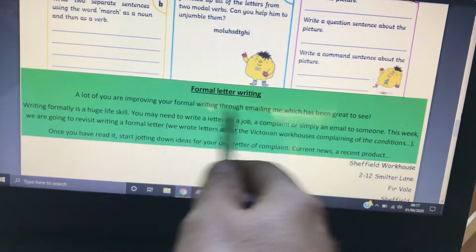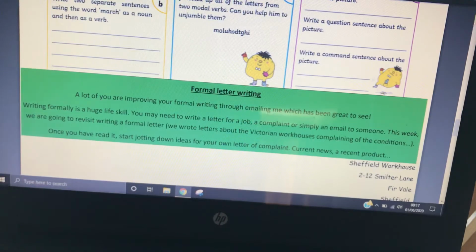So, the other reason is, like I put on here, a lot of you started emailing me using your parents' email address, and I've seen a really big difference straight away in your writing skills, in the formality of it. You know me, so you know you can be casual, but the way you're writing it is still a good email style, so it's really good to see from some of you. And like I said, it's a huge life skill, writing formally. You'll need it for a letter for a job. You'll need it if you do have a complaint, or, like I said, simply to email someone. There's a standard to how you write.